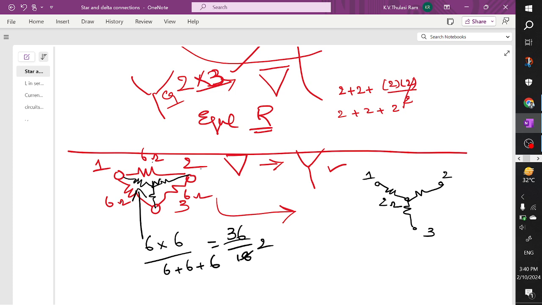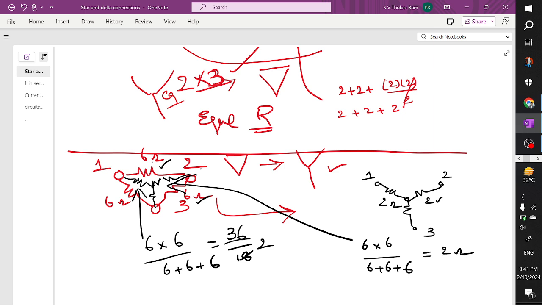Similarly, how to find this branch? This branch is connected between these two sixes. How to write down the product? 6 into 6 divided by 6 plus 6 plus 6. When you perform this, you are also going to get how many ohms? 2 ohms. This is also 2 ohm.